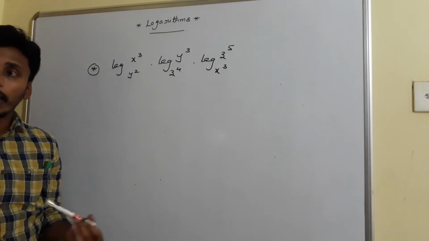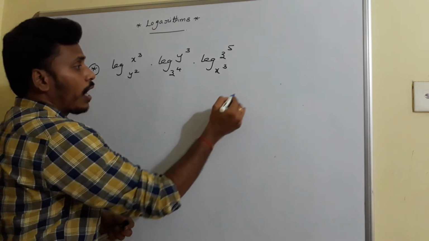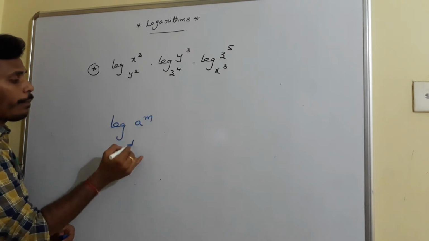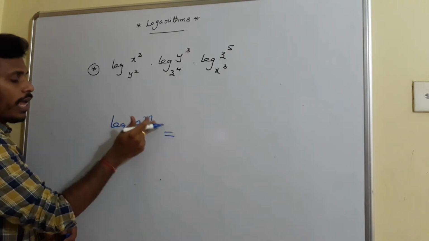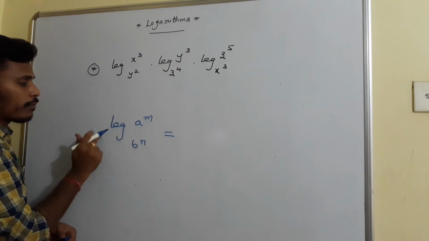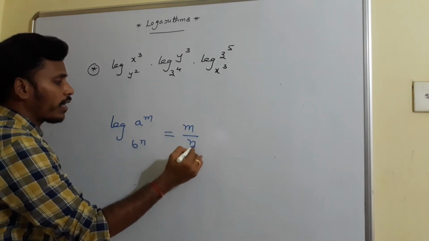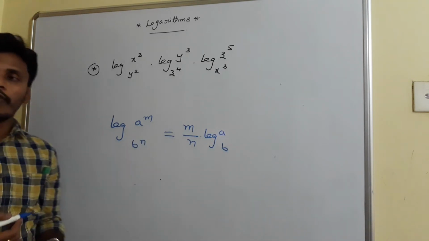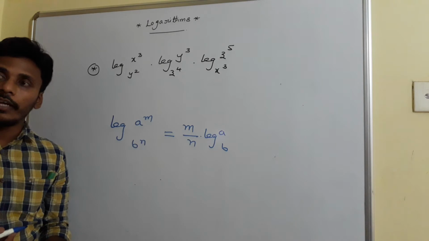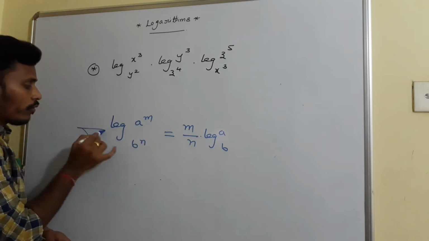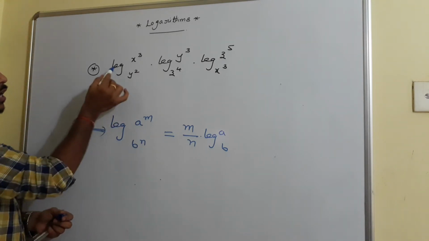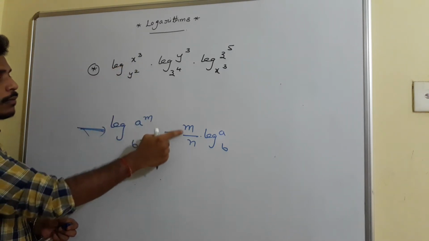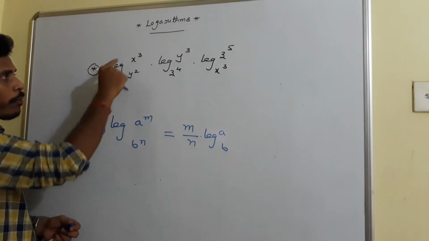We have one fundamental law related to this: logarithm of a power m base b power n can be written as m comes to the numerator part, n comes to the denominator part. It becomes m by n into logarithm of a base b. Logarithm of a power m base b power n is equal to m by n into logarithm of a base b. Now with the support of this law, this logarithm of x cube base y square, how does it become? Send m and n out, becomes m by n. Send 3 and 2 out, becomes 3 by 2.